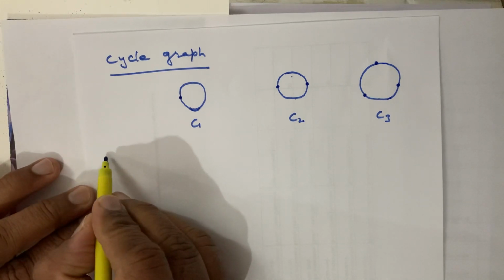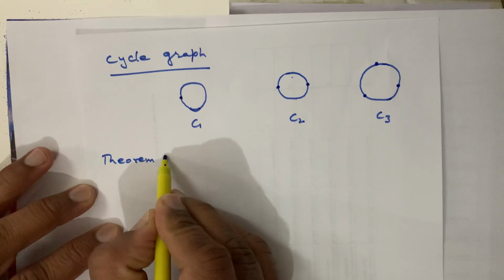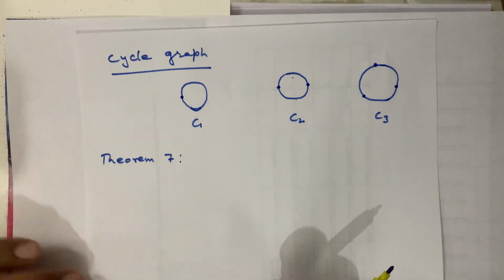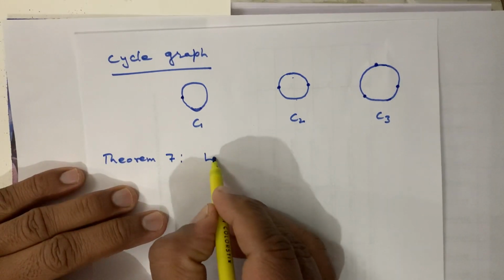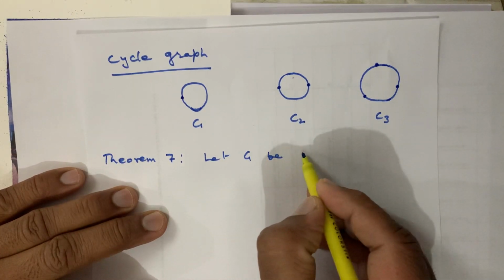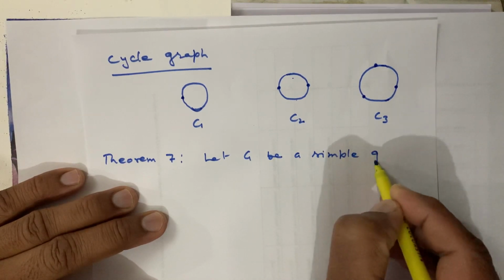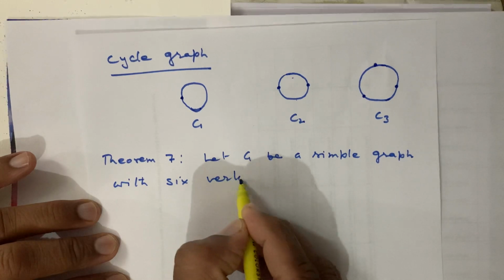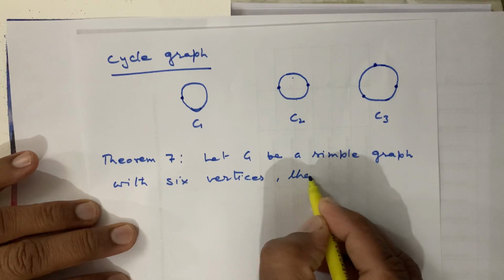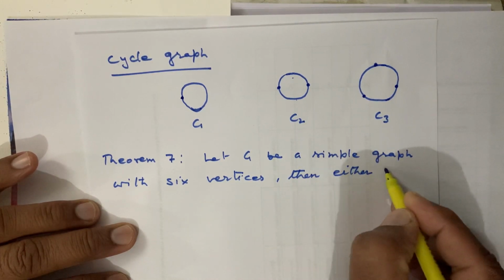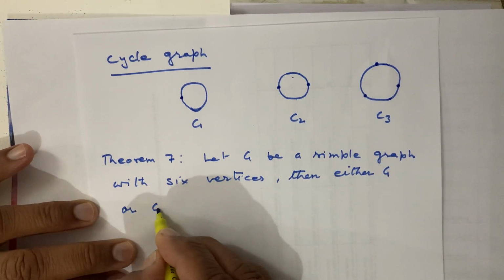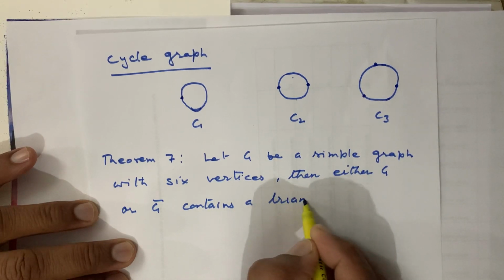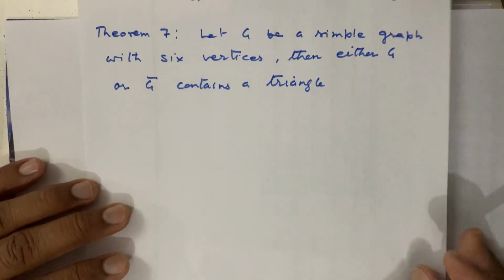चलिए कुछ प्रॉपर्टीज करते हैं अपन ग्राफ की, जो अपने कनेक्टिविटी से और जुड़ी होगी. Let G be a simple graph with 6 vertices. Then either G or G bar contains a triangle. G be a simple graph with 6 vertex.